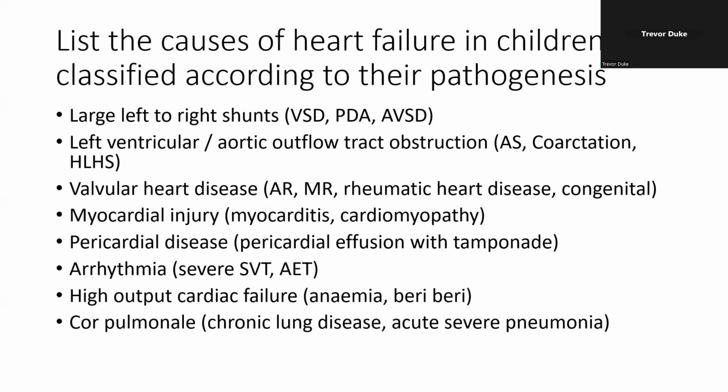Large left to right shunts, left ventricular outflow tract obstruction, valvular heart disease, congenital or acquired, myocardial injury, inflammatory, congenital, nutritional, pericardial disease, often infective, typically, arrhythmias leading to a problem with the conduction system, leading to heart failure, high output heart failure because of anemia or nutritional problems, or sepsis, or AV malformations, and then heart failure that's secondary to lung failure, so-called.